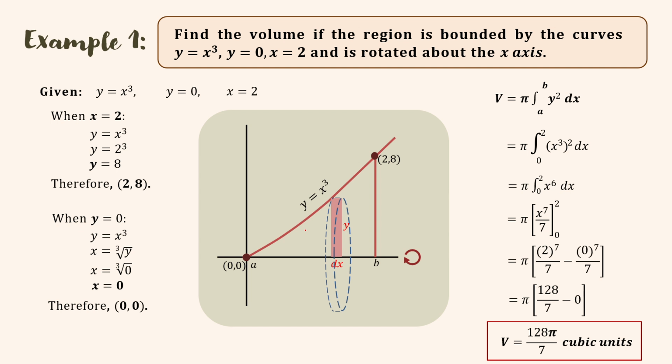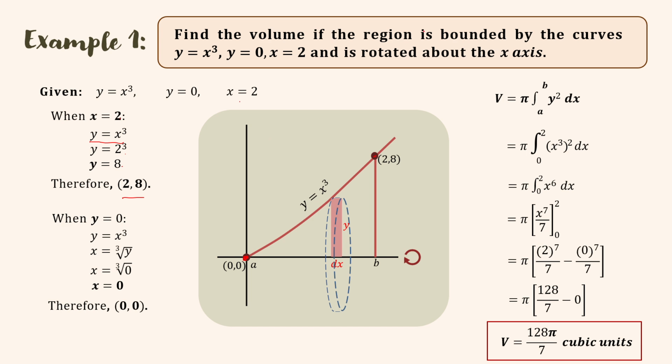So the first thing that we're going to do is find the point of intersection. The given curves are y equals x cubed, y equals 0, and x equals 2. When x is equal to 2, we substitute into the function y equals x cubed, so y is equal to 2 cubed, which is 8. So this is one point. And when y is equal to 0, y is equal to x cubed, so x is the cube root of 0, that's equal to 0. So therefore, this is at the origin.